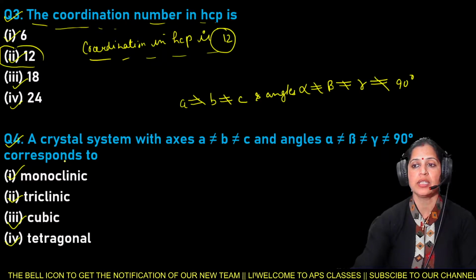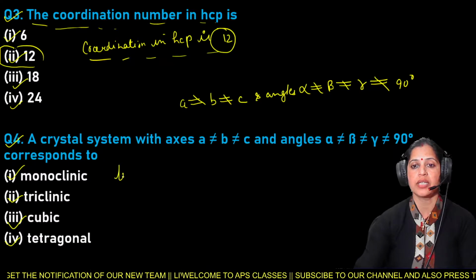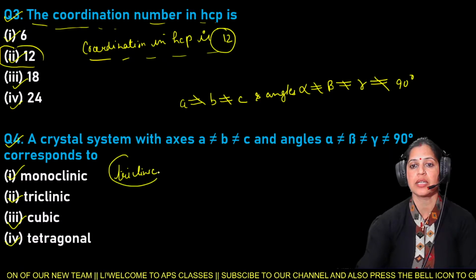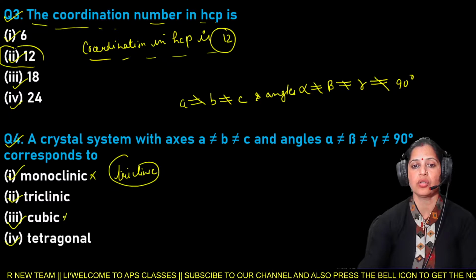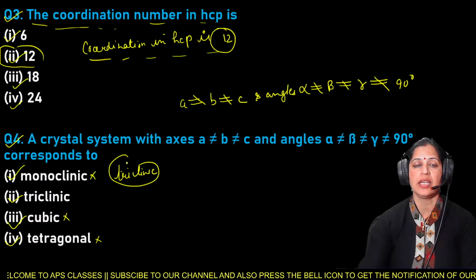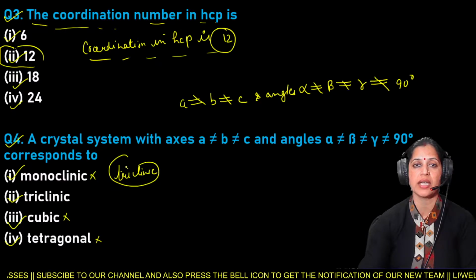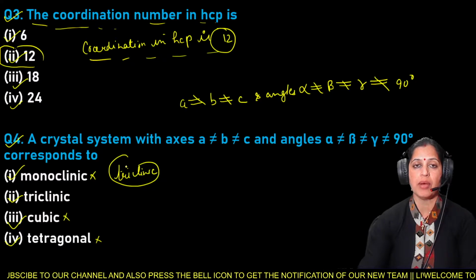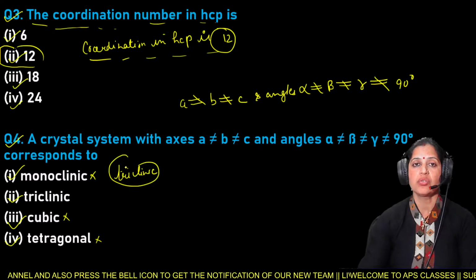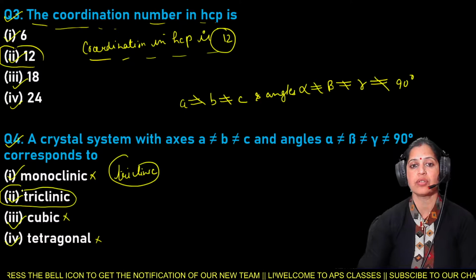So here, it always corresponds to triclinic, not monoclinic, not cubic, and not tetragonal. So a crystal system with axes A not equal to B, B not equal to C, and angles alpha not equal to beta and beta not equal to gamma, and not equal to 90 degrees, always corresponds to the triclinic. So here option second is the right answer for question number 4.